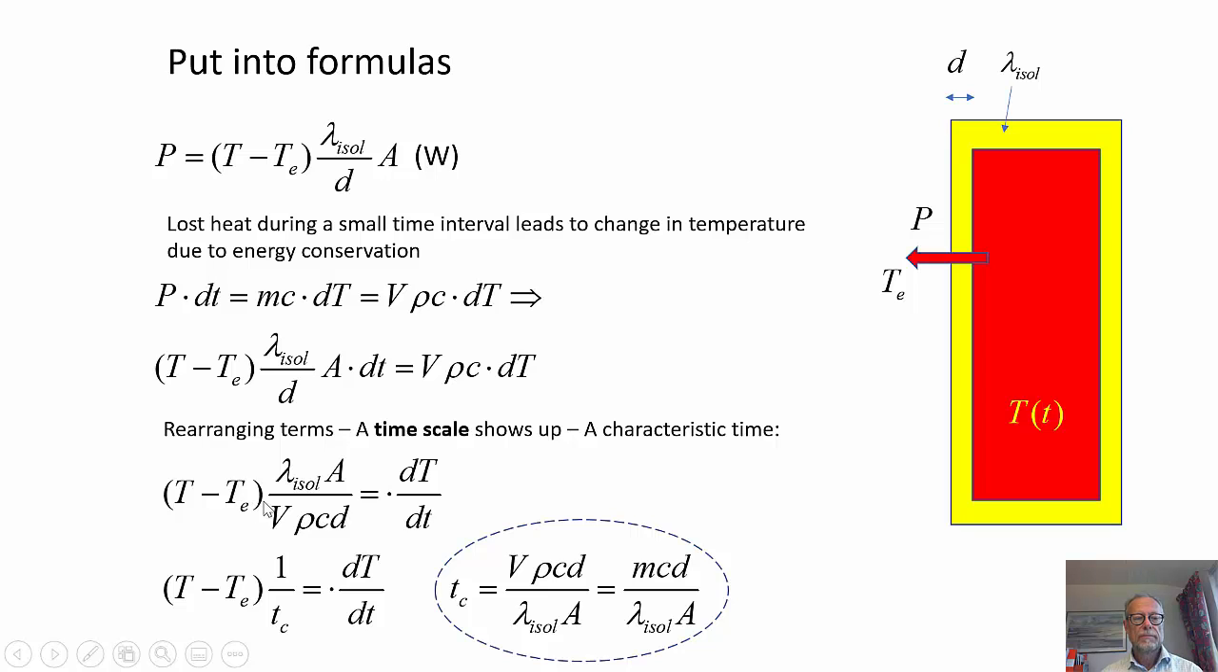From a dimension analysis, we can see directly that T here and T there have the same dimension, so we have to have a time here in the denominator. So we define a time scale, Tc, which is given by this expression here, and that gives the time scale of the problem.